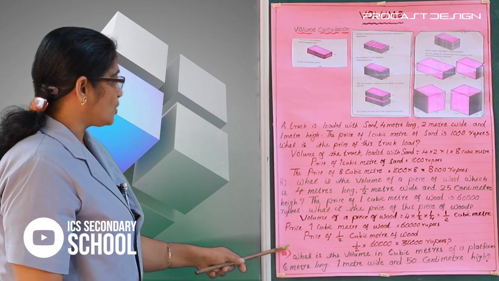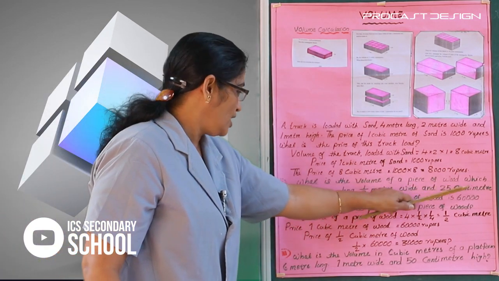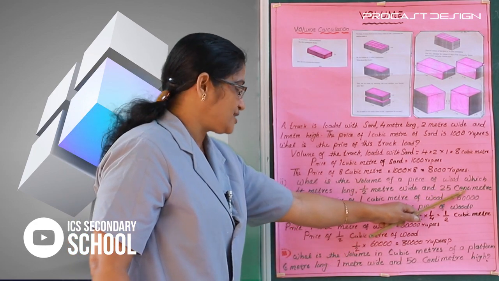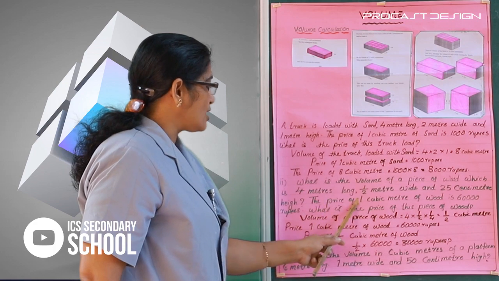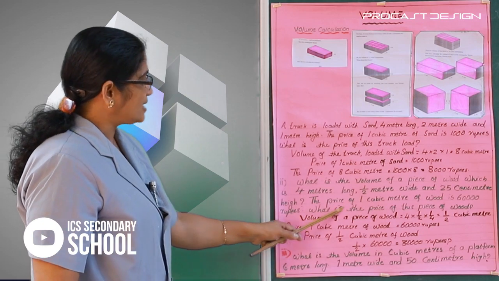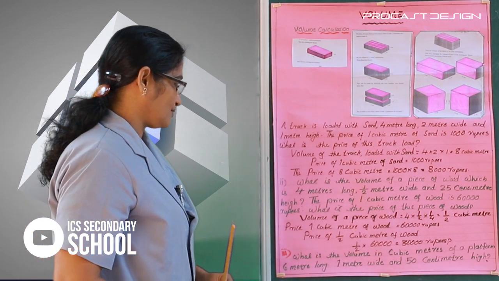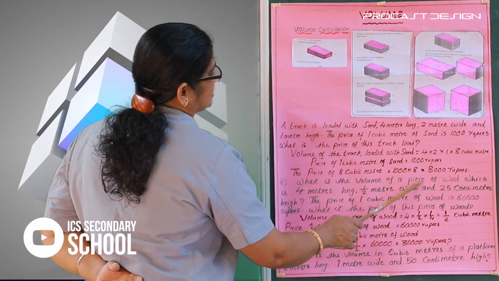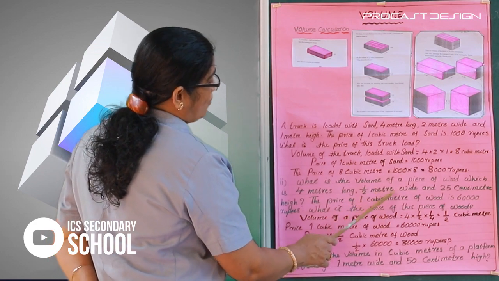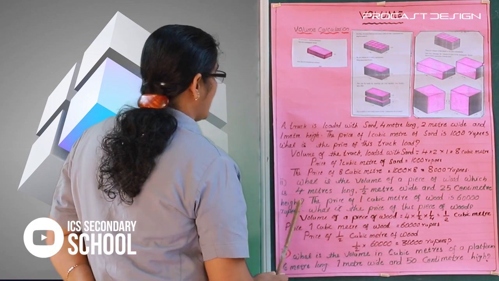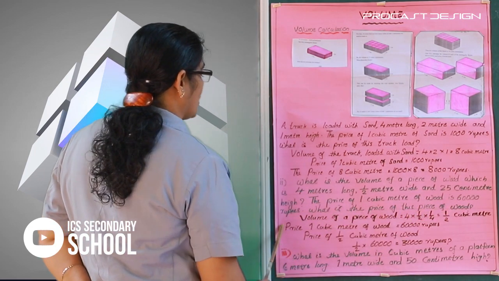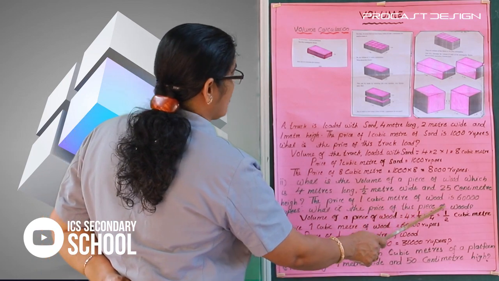Next question, question number 2. What is the volume of a piece of wood which is 4 meters long, 1 by 2 meter wide and 25 centimeter high? The price of 1 cubic meter of wood is 60,000 rupees. What is the price of this piece of wood?